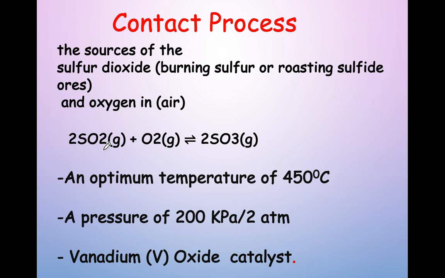Of course, we get sulfur dioxide from burning sulfur with oxygen, or roasting sulfide ores with oxygen, or by reducing sulfide ores with carbon. Finally, once we have sulfur dioxide, we take the oxygen from air to form sulfur trioxide. The conditions for this process are very important: the temperature is 450 degrees Celsius, the pressure is 200 kilopascal or 2 atmospheric pressure, and the catalyst here is vanadium 5 oxide.